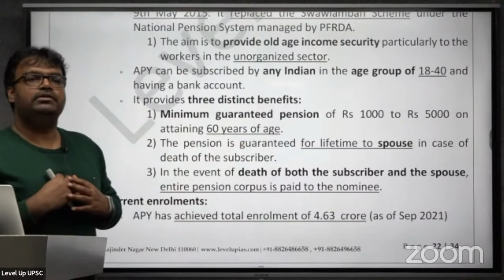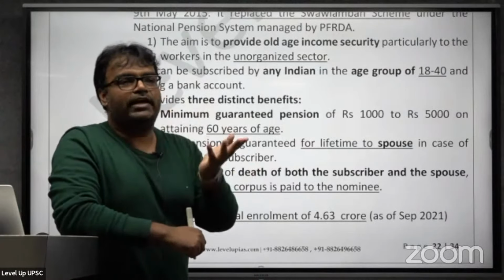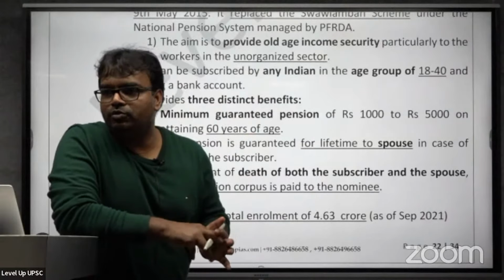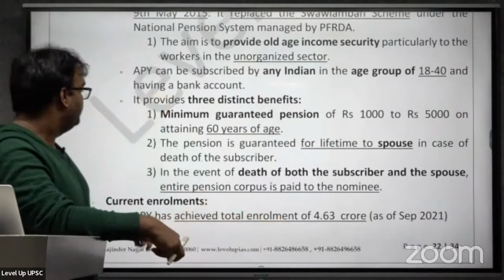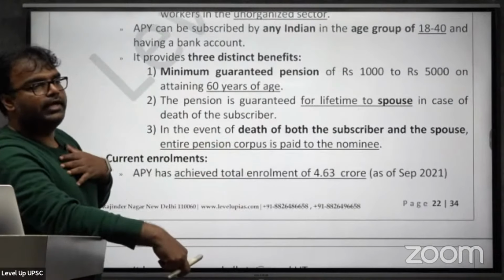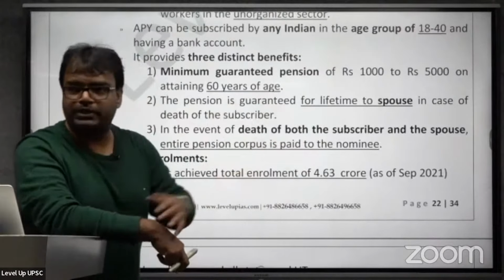Suppose I participate in Atal Pension Yojana, and at the age of 65 I die. So for 5 years I got pension, but after that my wife would be able to get pension for the rest of her life. In the event of death of both the subscriber and the spouse, the entire pension corpus is paid to the nominee.